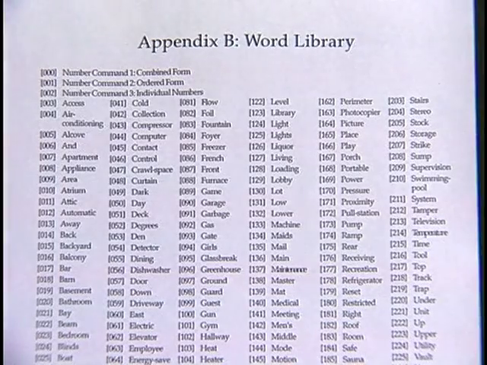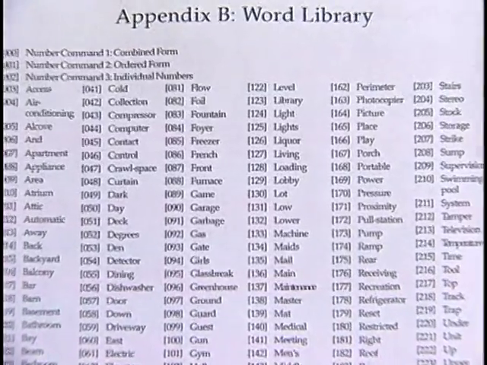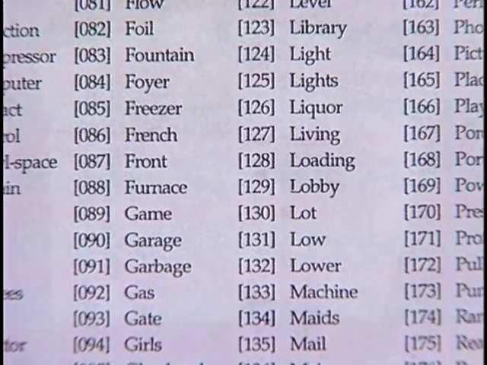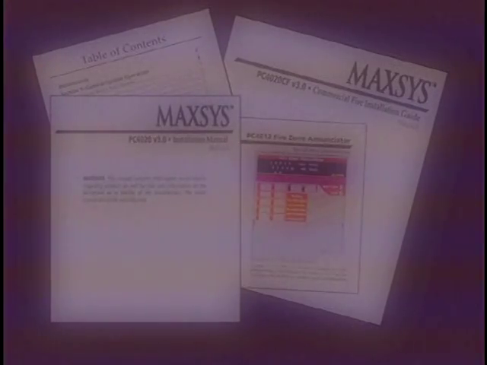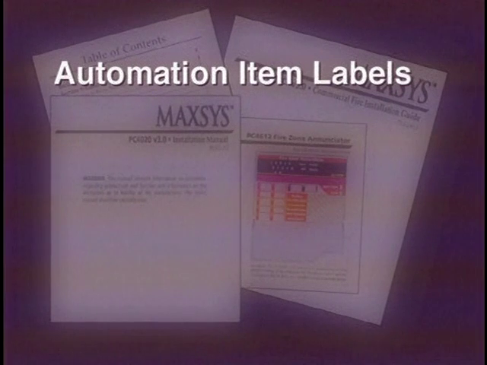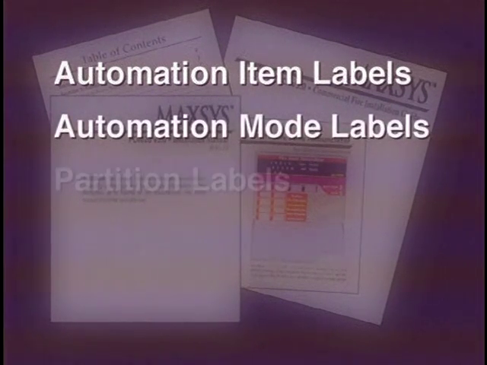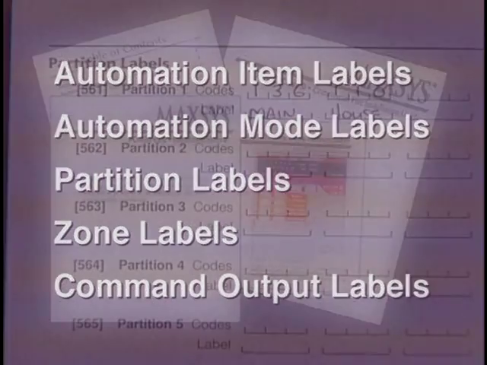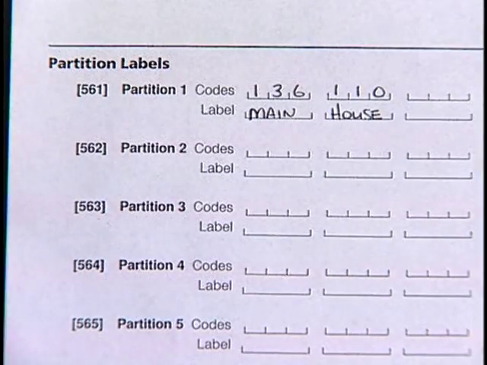Up to 6 words from our library of over 240 words can be programmed for each label, including the ability to say any number from 0 through 999 3 different ways. The labels that can be programmed are as follows: automation item labels, automation mode labels, partition labels, zone labels, and command output labels. To program a label, you must first write down the 3-digit number for each word found in Appendix B of the Escort 4580 manual.